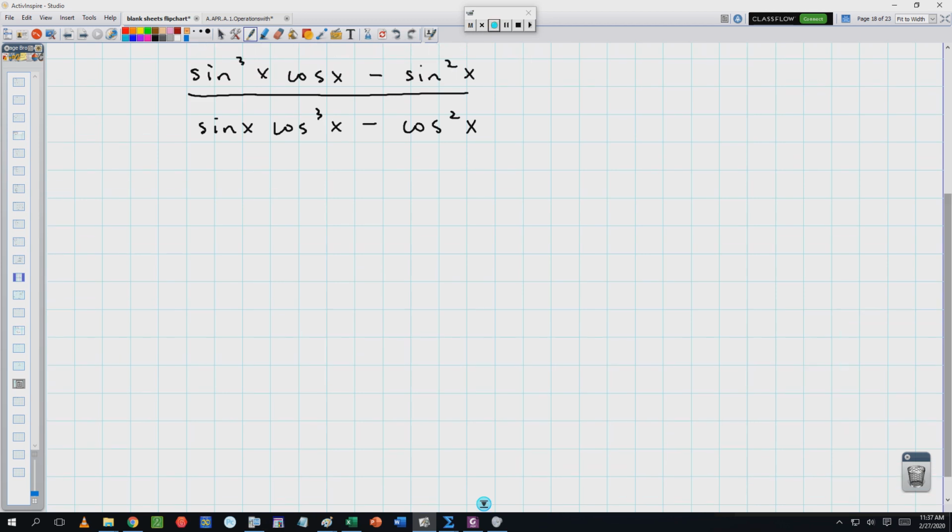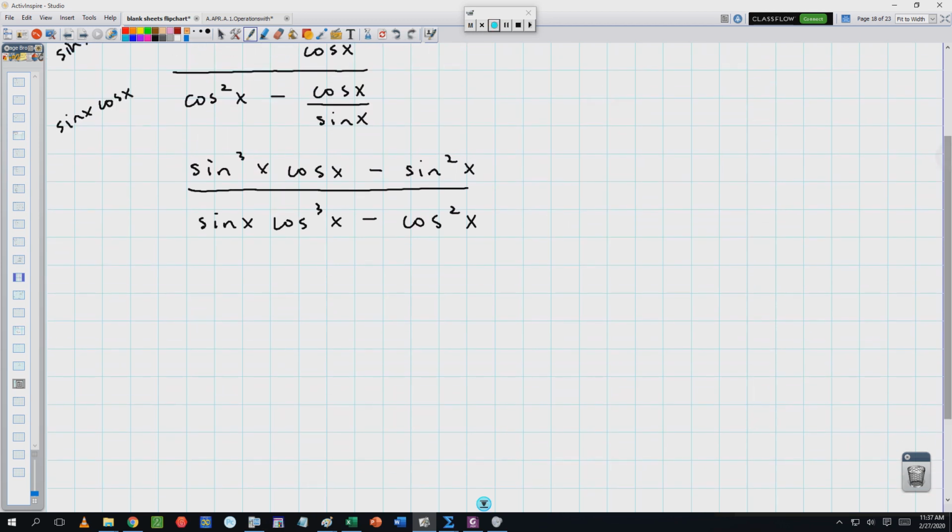That went way up there. Come back down here. Factor out a sine squared. Remember, the target is tangent squared, so it'd be awfully nice to have a sine squared on top. Take out a sine squared, we'll be left with a sine, a cosine, and a 1.